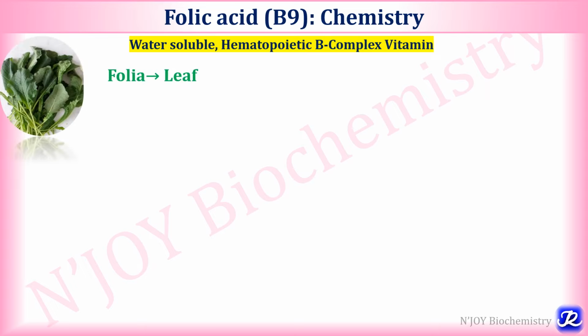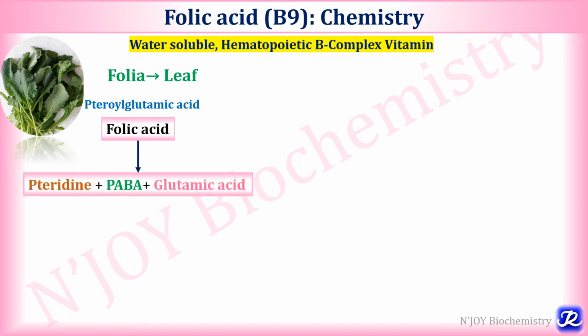The word folic acid is derived from the Latin word folia, which means leaf, and it has been isolated from green leafy vegetables. The chemical name is pteroyl glutamic acid, and this pteroyl glutamic acid is made up of pteridine plus para-aminobenzoic acid and glutamic acid. So this is the pteroyl glutamic acid, the chemical name of folic acid.